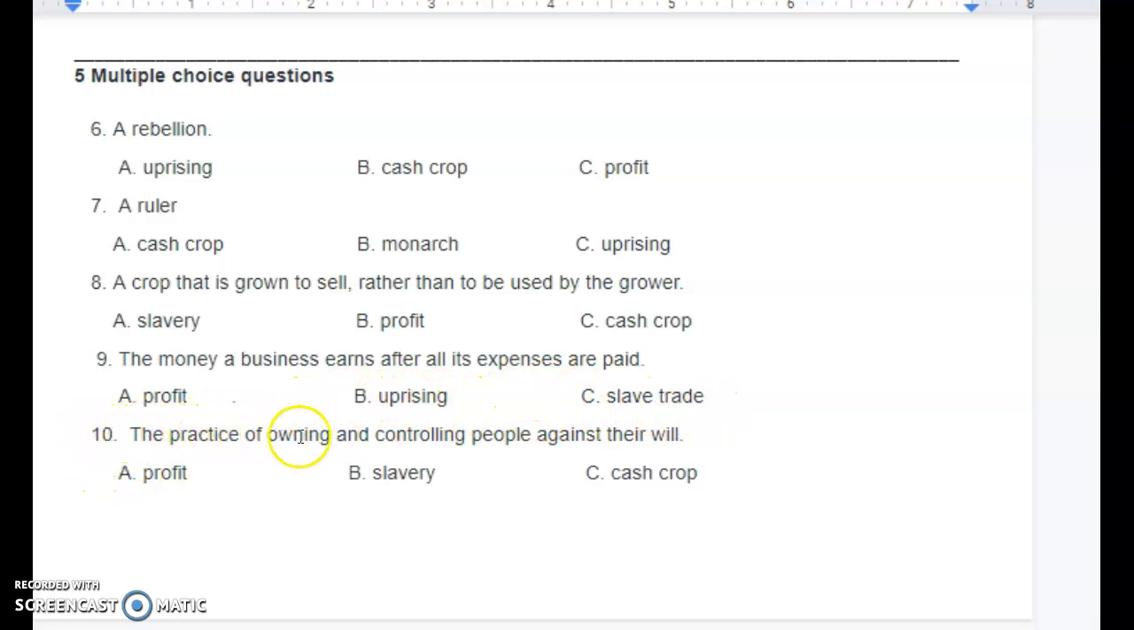Number 10, the practice of owning and controlling people against their will. A, profit, B, slavery, C, cash crop.